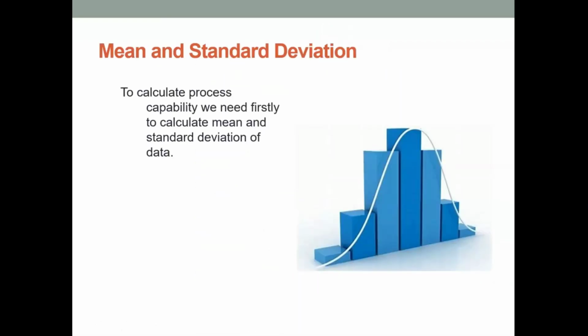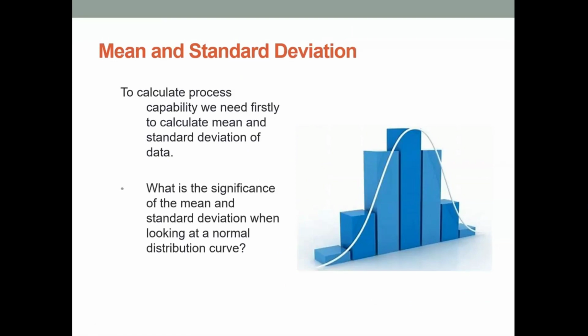Your mean and your standard deviation. To calculate the process capability, we first need to calculate the mean and the standard deviation of the data. So you'll remember how you do that, and it's easy to do it with Excel or through a calculator. What is the significance of the mean and the standard deviation when you're looking at a normal curve?